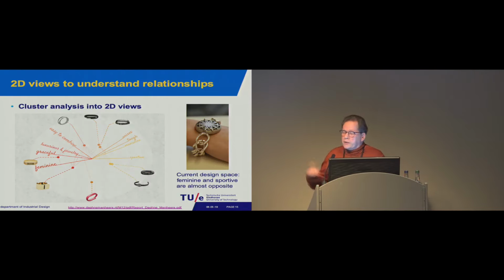And so how did the student use this in the design project? He says, for instance, okay, if I look at all the bracelets that are in there, I see something very weird. I see that sportive is just opposite to feminine. So I could get a lot of people in the audience angry if I really believed that. What it says is that in the existing design space, that seems to be the case. So that's what you're looking for.